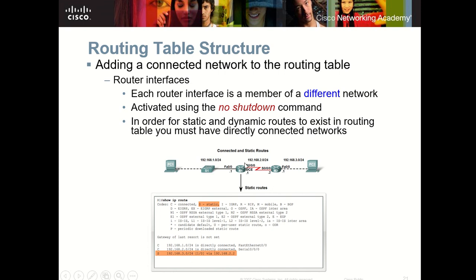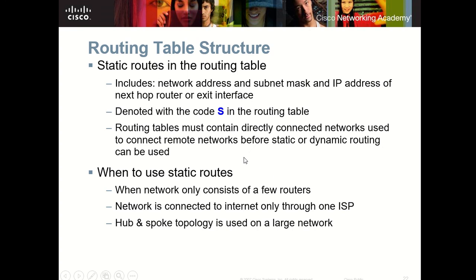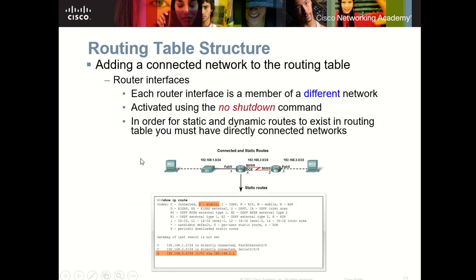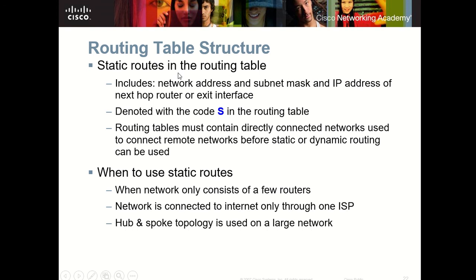is remotely connected to R1 via 192.168.2.2. So where is this? If I look, 2.2 is there. So it means I can still connect to this network as long as I hop through this 2.2 serial interface. Alright? So again, the S that you see here denotes the static routes in the routing table.